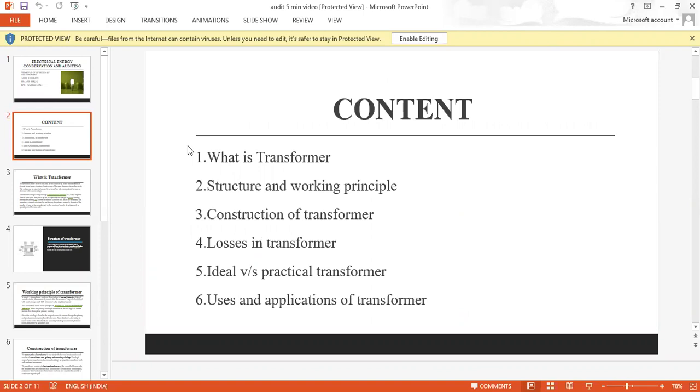Here, we are reading about what actually the transformer is, the structure of the transformer, its working principle, the construction of the transformer, the losses in the transformer, what the losses and their types are, and what the ideal and the practical transformer are, and the uses and applications of the transformer. Many such topics we can discuss in this present PPT.